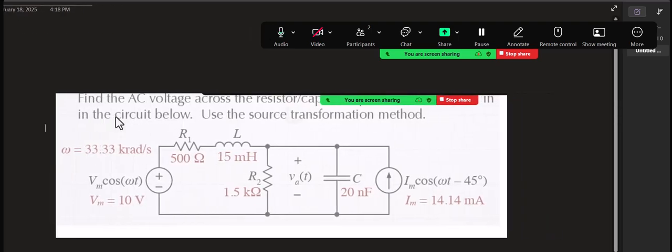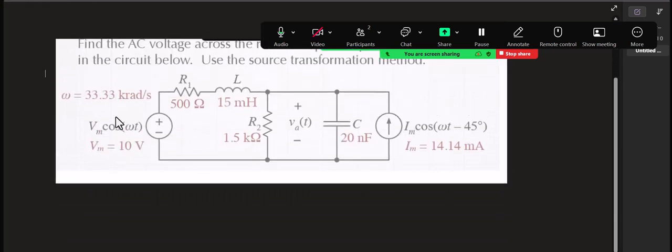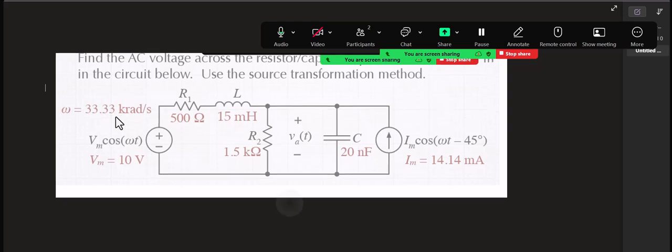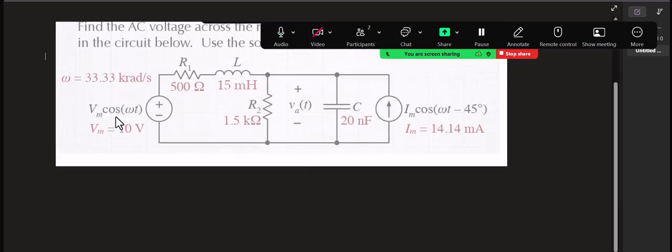Okay, so for this one, we are supposed to find the AC voltage across the resistor capacitor parallel combination, and we're supposed to use the source transformation method. So let's change everything to phasors.